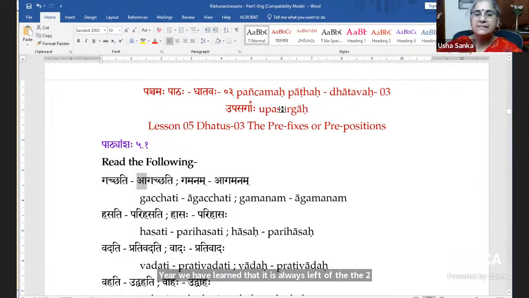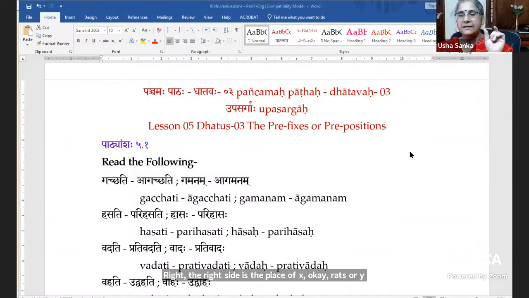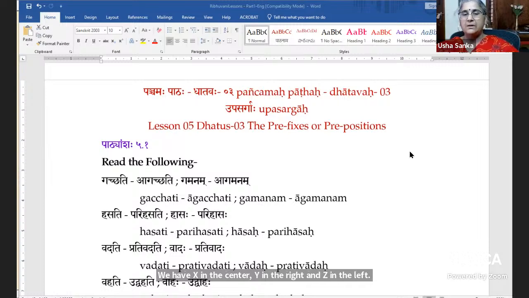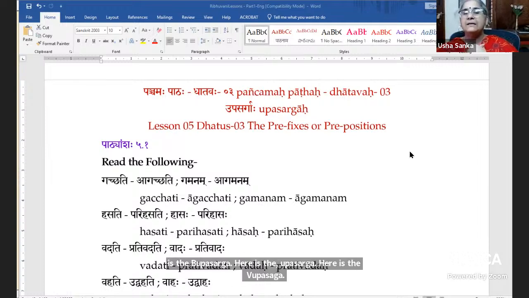What is there on the right side? The right side is the pratyaya. We have x in the center, y on the right and z on the left. The z we call upasarga because it has nothing to do with the meaning by itself. This is the dhatu, for example. Here is the upasarga, here is the pratyaya. Right side is the pratyaya, left side is the upasarga. So when the upasarga is added, there are certain changes that come inside the dhatu.